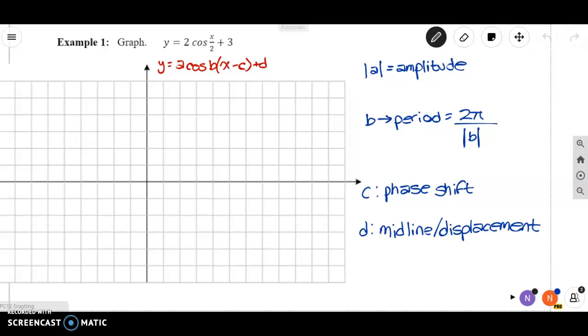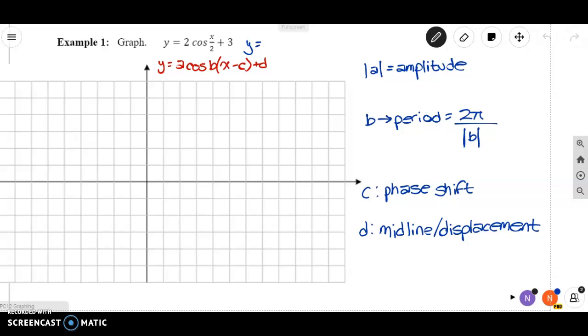Our first step should always be to rearrange the equation if there's anything you need to factor out, especially around the x. If you need to factor out that b value, you want to do that first. This graph is a little nice in that it doesn't have anything for a horizontal translation. But let's just rewrite it slightly to make it a little more clear what our b value is.